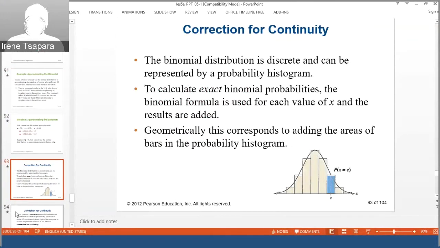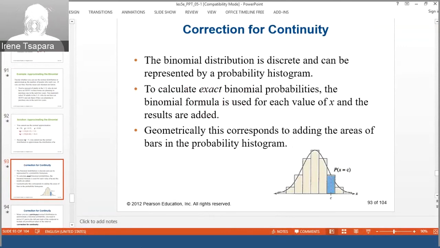Now, looking at the graph of the binomial distribution with the histogram and the bars, and looking at the curve of the normal distribution, what we can observe is that although there is an approximation, in the case of the binomial distribution we have a discrete variable. So we do not have a smooth curve. We have the different columns, the different rectangles of the histogram.